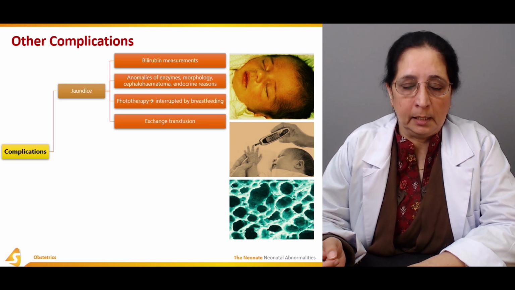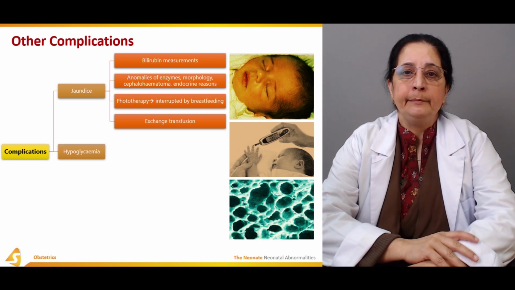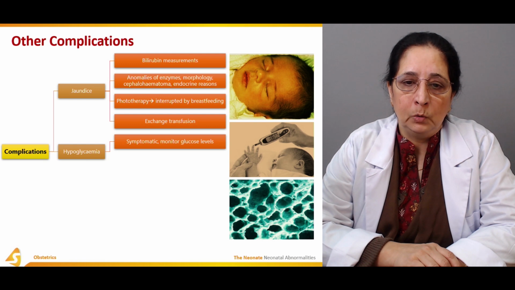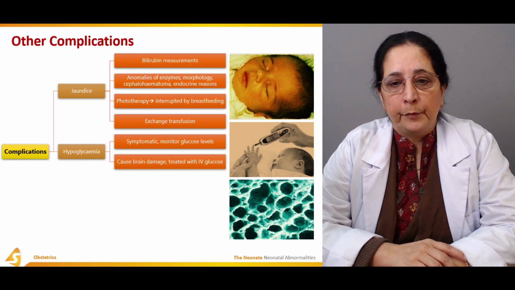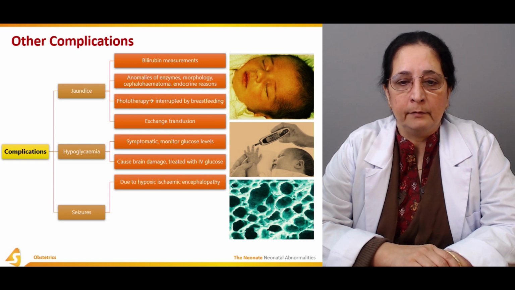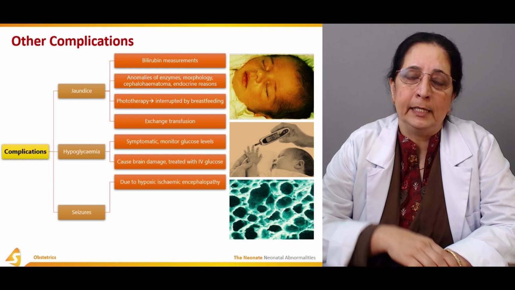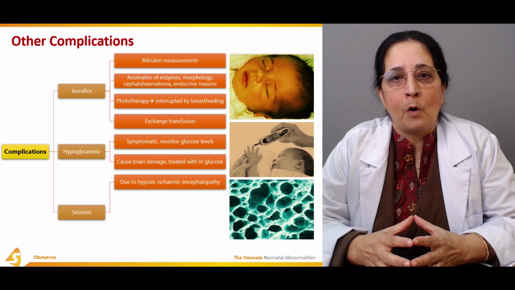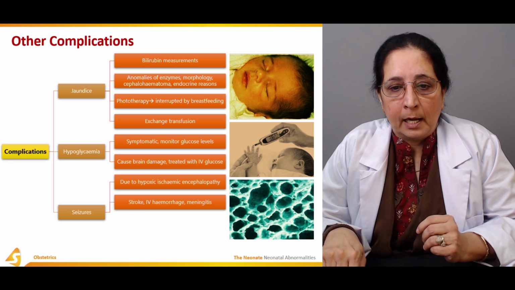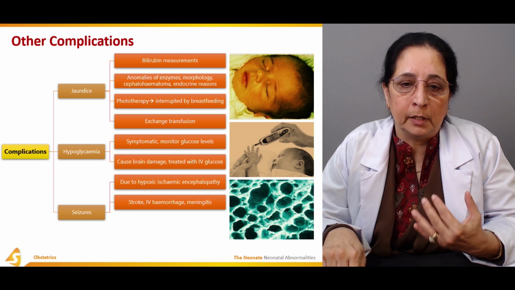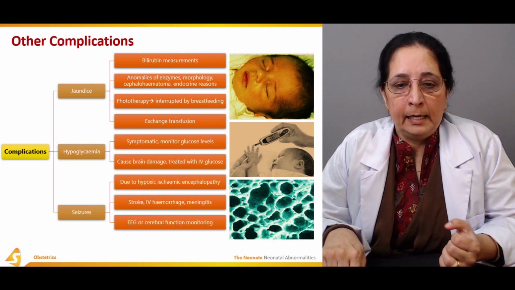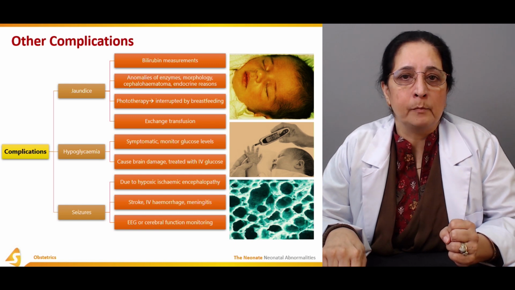Exchange transfusion is important. Then hypoglycemia, which is a decreased level of glucose in the blood. Usually we should monitor blood glucose level. If it's symptomatic, it can cause brain damage, and is treated with IV glucose. Then seizures. Seizures can also occur due to hypoxic ischemic encephalopathy. During the delivery, during the birth, if there is hypoxia or decreased supply of oxygen to the brain, it can cause seizures. Stroke, IV hemorrhage, intraventricular hemorrhage in the ventricles, can also cause seizures, as can meningitis. Electroencephalogram or cerebral function monitoring should be done.